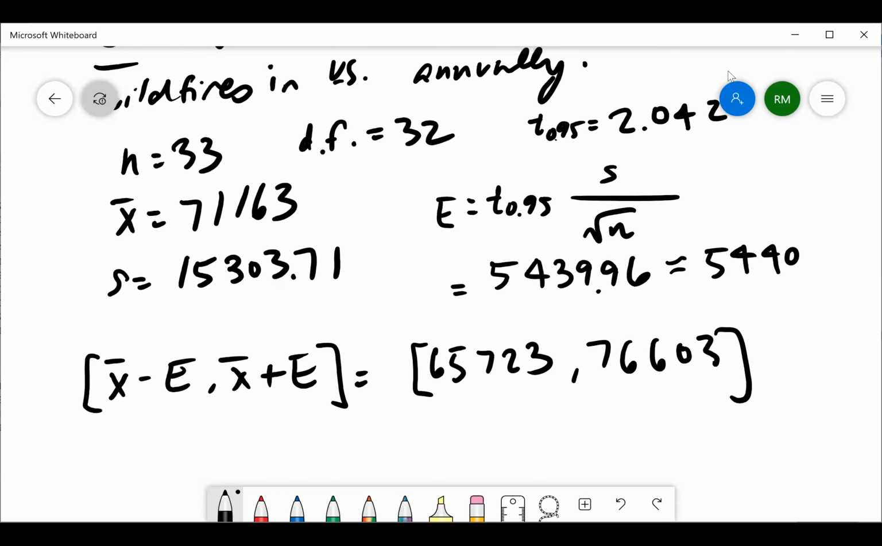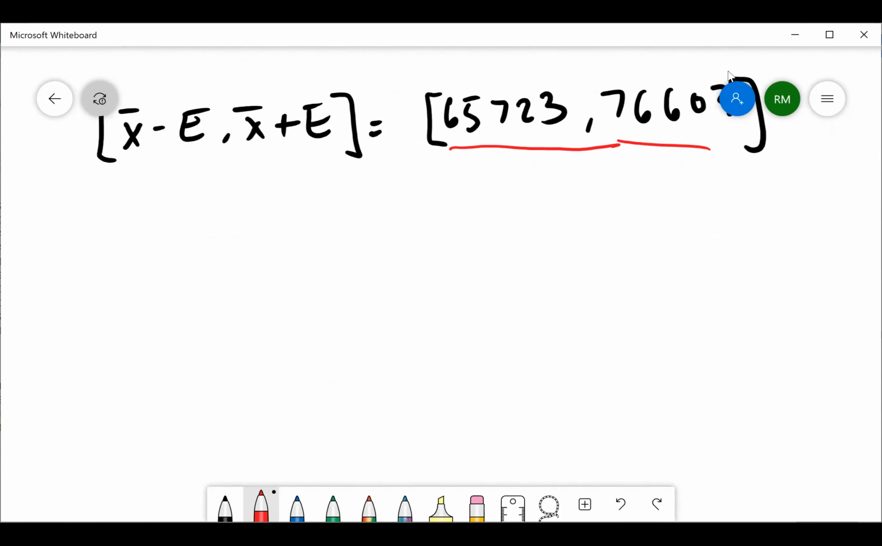All right, so I know it suddenly popped on the screen, but what you should have gotten is that we're just going to assume that the margin of error is roughly 5,440. So we found that our 95% confidence interval is from 65,723 to 76,603. So how do we conclude?